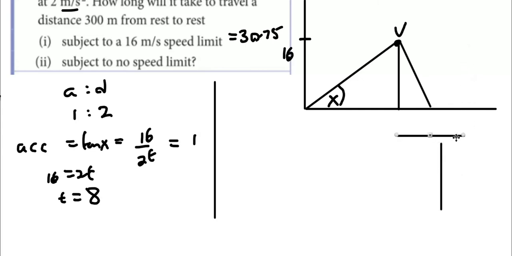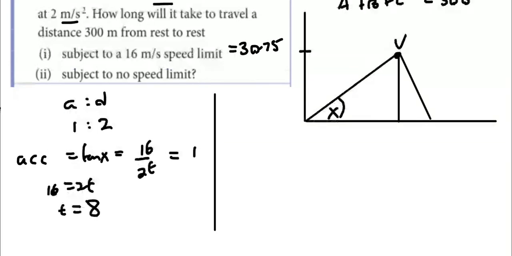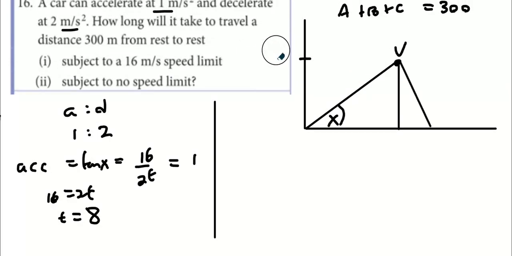Now, it's not going to be 16 anymore, is it? We don't know, do we? No. Okay, so the answer is we don't know. So that's just going to be V. Now, what's the trick again? 2t and 1t, the ratio of the acceleration to deceleration, okay? 300 in total.